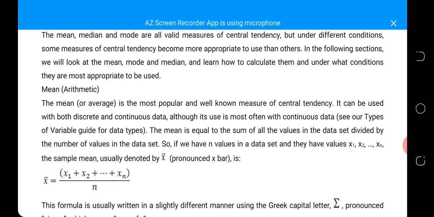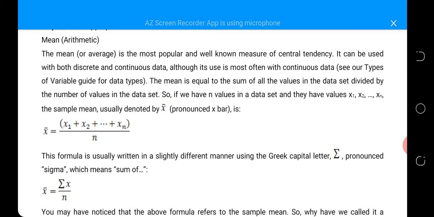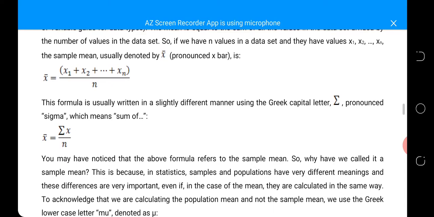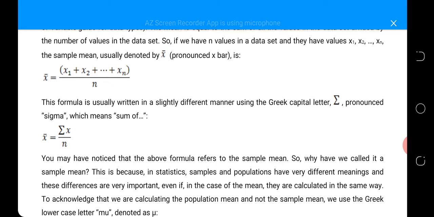So, if we have n values in a data set and they have values x1, x2, up to xn, the sample mean, usually denoted by x bar, is given by the formula: x bar is equal to x1 plus x2 plus so on up to xn, divided by n. This formula is usually written in a slightly different manner using the Greek capital letter sigma, which means sum of. So the mean is equal to the sum of x over n.